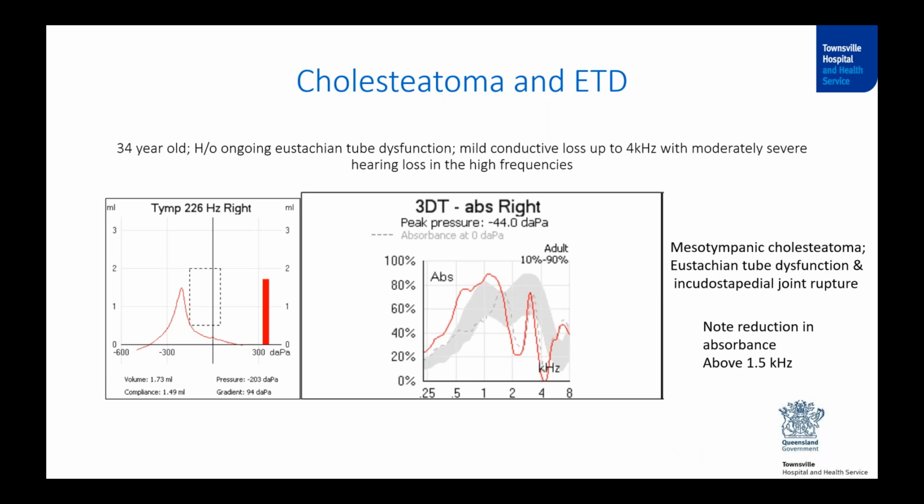So when you get a C-type tympanogram, it doesn't always mean just eustachian tube dysfunction alone. If there are multiple pathologies, this was a way that we could identify there was something else going on along with the eustachian tube dysfunction.